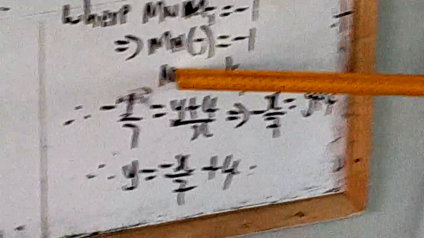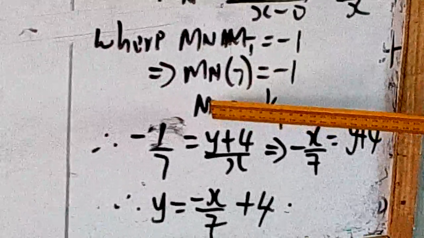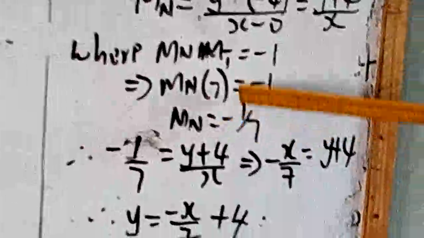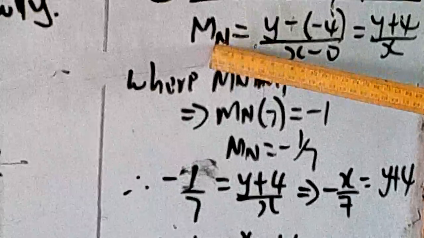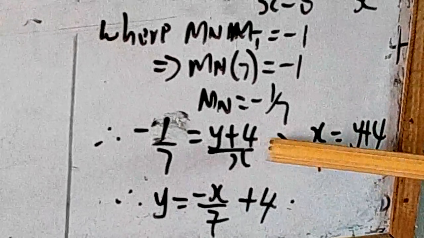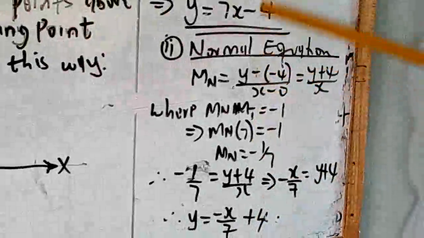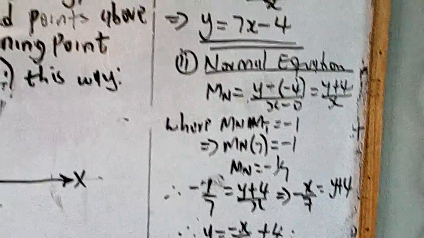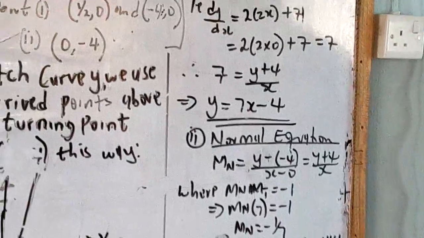Now, making mn the subject of the formula in the relationship between the tangent and normal, we discover that our normal gradient is minus 1 over 7. By substituting this value in the equation of the normal, we have minus 1 over 7 is y plus 4 over x, which implies, by rearranging the equation, y is equal to minus x over 7 minus 4. So the equation of the tangent that we are looking for is y is equal to 7x minus 4, and the equation of the normal to that curve is y is equal to minus x over 7 minus 4. Thank you.